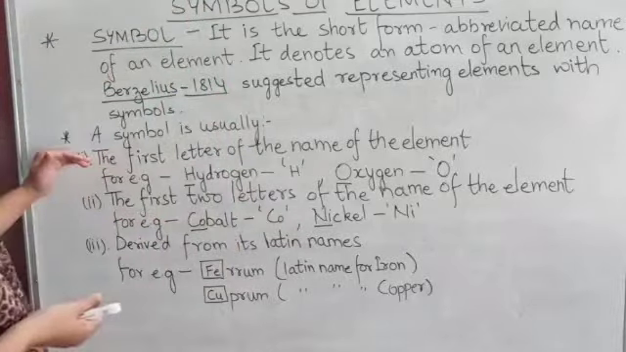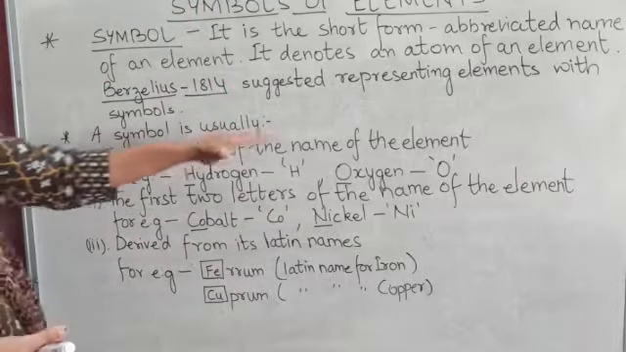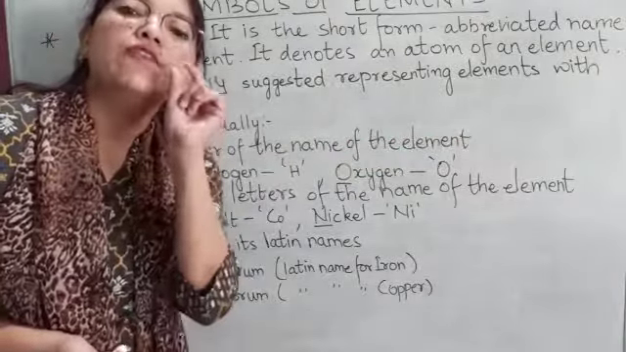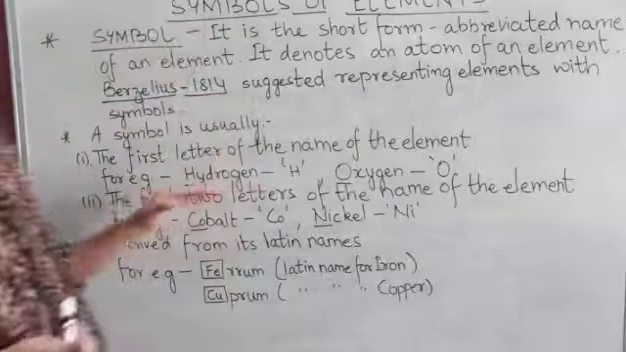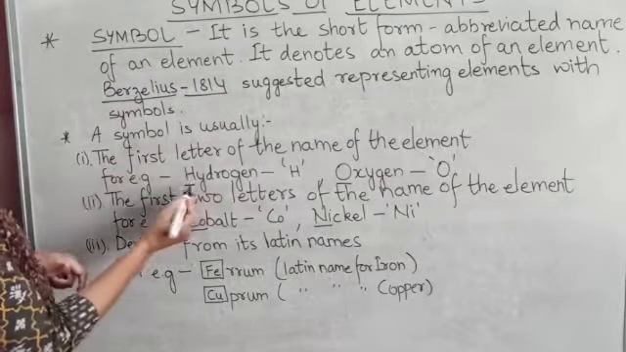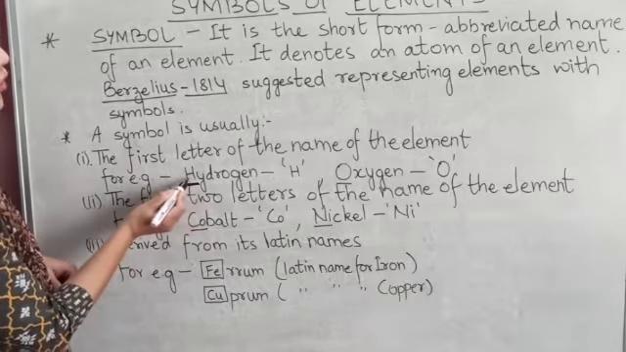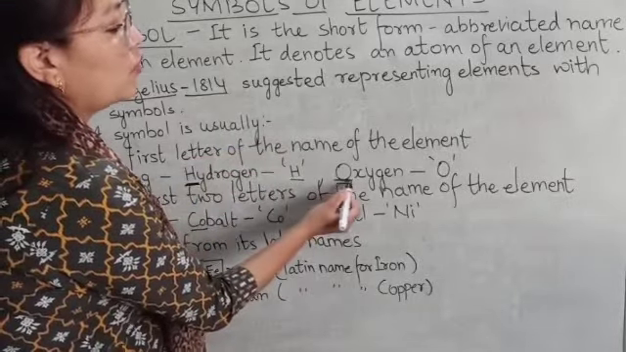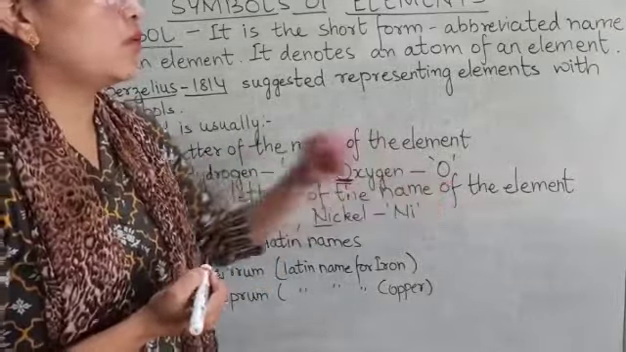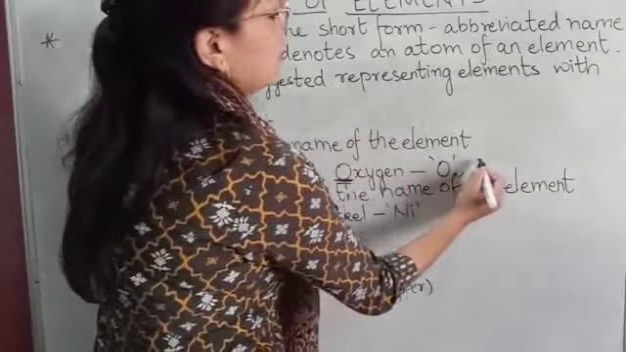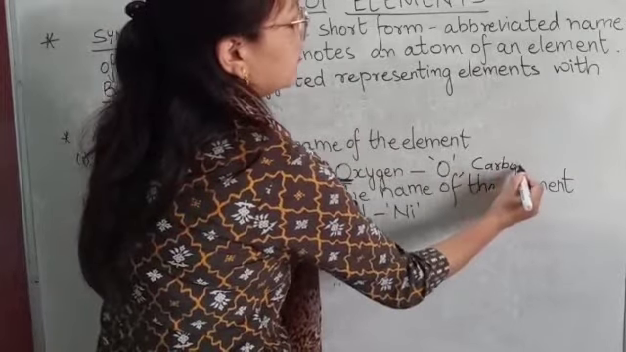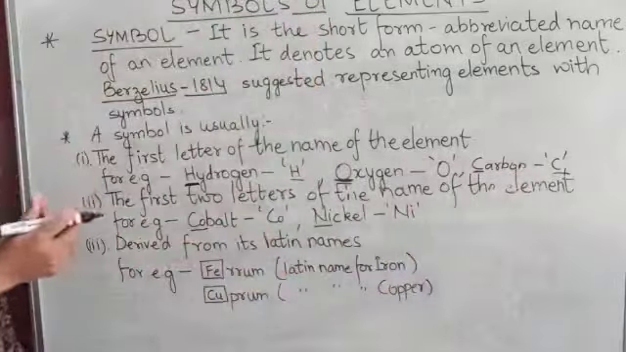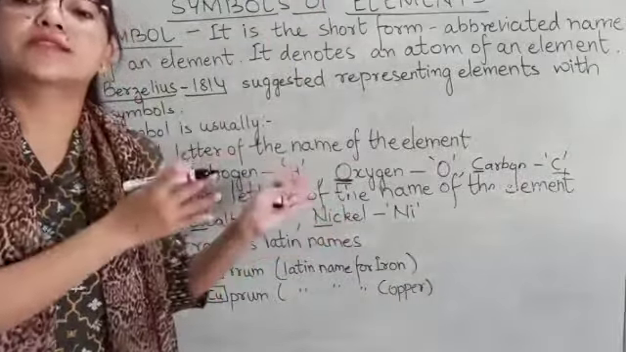The first one is the first letter of the name of the element. The symbol can be derived from the first letter of the element, as in the case of hydrogen. The first letter is H, so its symbol is H. In the case of oxygen, the first letter is O, so the symbol is O. Same is with carbon. The first letter is C, so its symbol is also C. This way an element can be represented using a symbol.